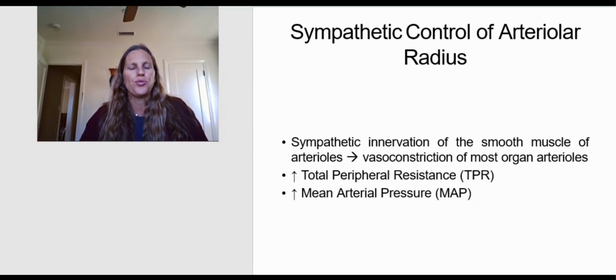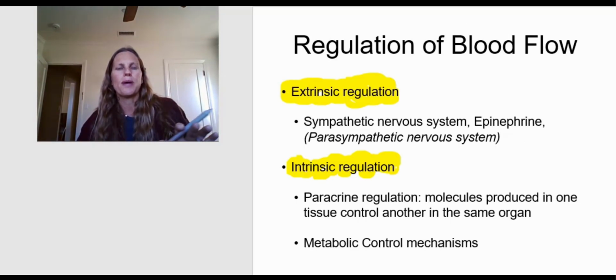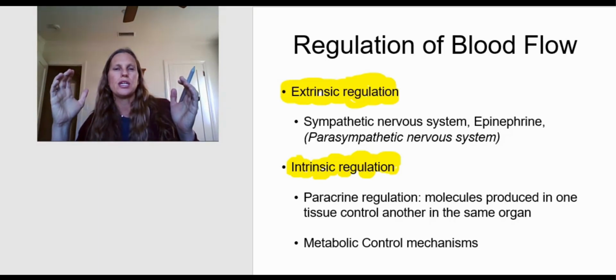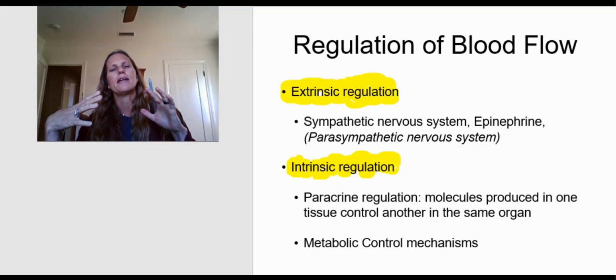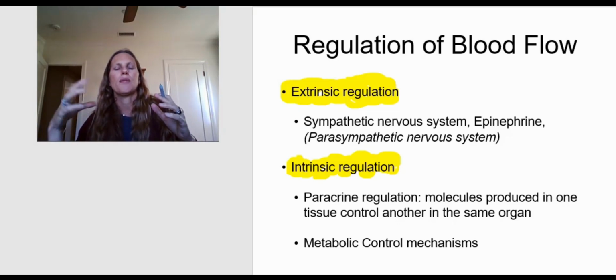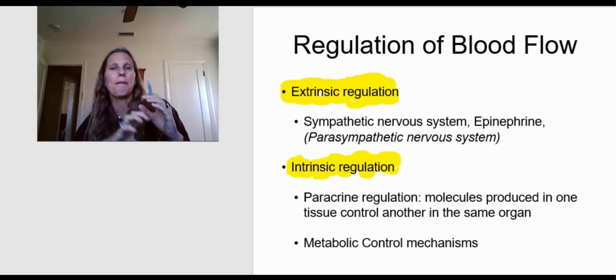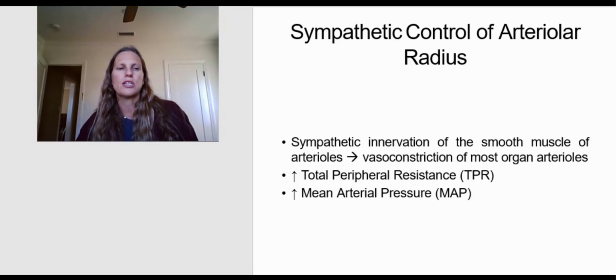All right, so let's talk about the sympathetic. I'm going to go back for 1 second. You notice I put sympathetic nervous system and epinephrine, and then in parentheses, I put the parasympathetic nervous system. The reason I did that is because the parasympathetic nervous system really is not a big player. It doesn't affect the arterial diameter, so as a consequence, it's not a big player in terms of the regulation of blood flow. But it does do something, and I'll talk to you about that in just 1 second. All right, so let's look at the sympathetic nervous system.